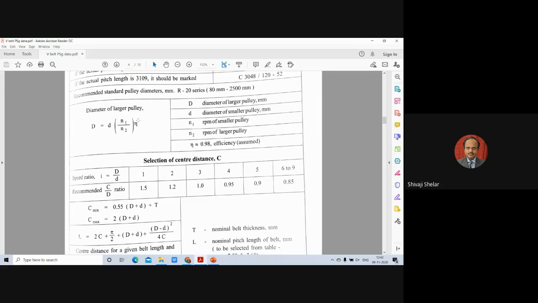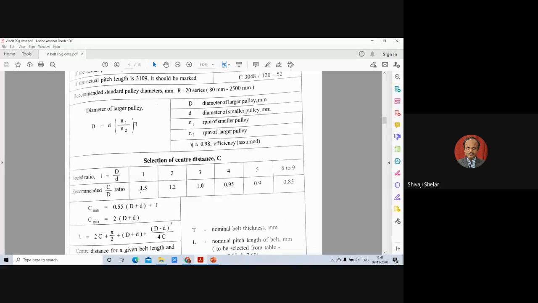So from this formula, you can determine the diameter. But there is also a relation between diameter and speed ratio here. Speed ratio I is equal to capital D upon small d. And for this value of I, there is a recommended value of C by D ratio. So if you are given a problem with a fixed center distance, C is fixed there. Because there is a space limitation, you cannot increase the center distance above, say, 1200 millimeters. So then C is fixed. Then based on this C value and I value, you have to get your D value.